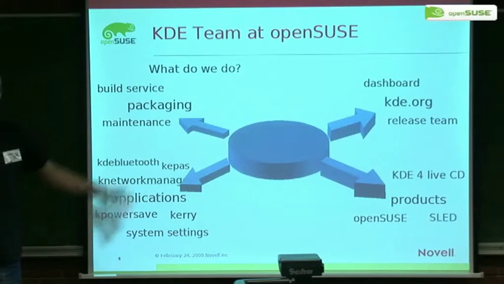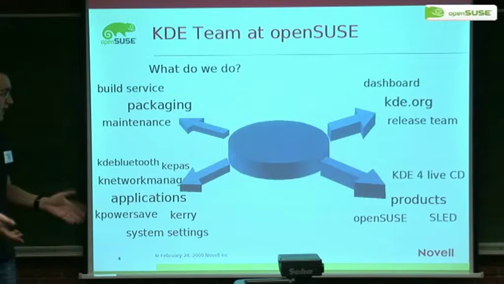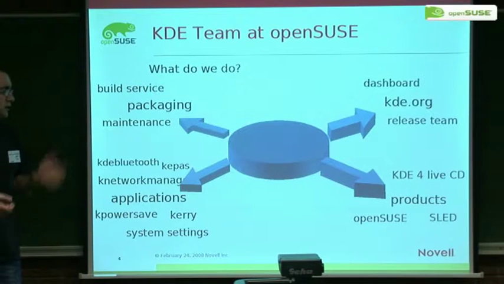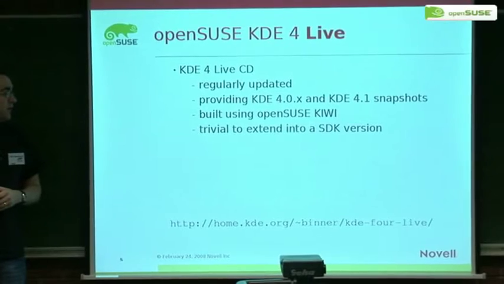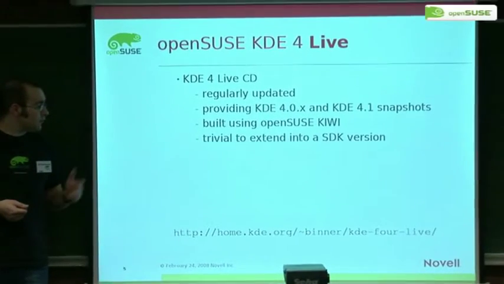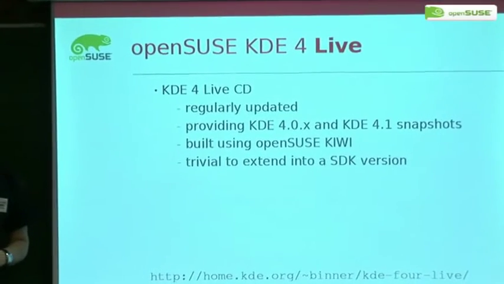And then all that comes together and goes into OpenSUSE products, which is OpenSUSE 11, which is SLED, which is a live CD, everything which is something you can take with you and install. So what's the live CD? It is a live CD built using Kiwi, built using packages that come out of the build service, and we make sure it's regularly updated. I mean, during the KDE4 release cycle, we were updating that like twice a week. So you can always get the freshest possible KDE packages if you want to try them out and even install that now.